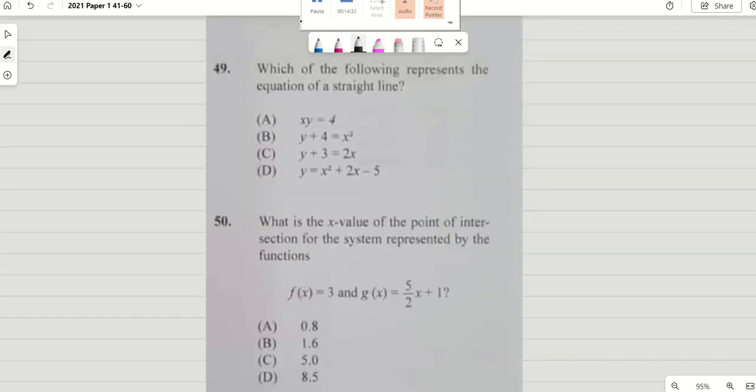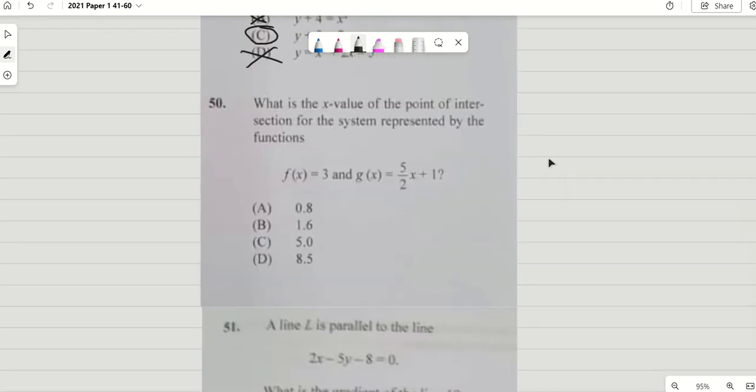Right? So for number 49, which of the following represents the equation of a straight line? A straight line is y is equal to mx plus c, meaning x cannot be squared. I cannot multiply x and y, so y is equal to mx plus c, right? So it will not be A because we're multiplying x and y. There's no way that you'll multiply x and y in this form. This one has x squared, so it's not a straight line. D has x squared as well, it's not a straight line. Process of elimination, it is C, right?